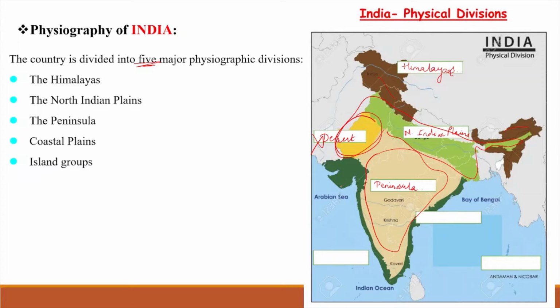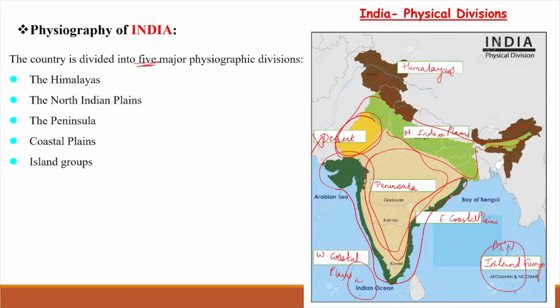Okay, the fourth division will be this dark green shaded region. If you see the location of it, you will understand that these are the coastal plains. So you have your western coastal plain and the eastern coastal plain. And the last division will be these groups of land that we have over here, known as the islands. This side we have Lakshadweep, this side we have Andaman and Nicobar. So these will be your island groups.